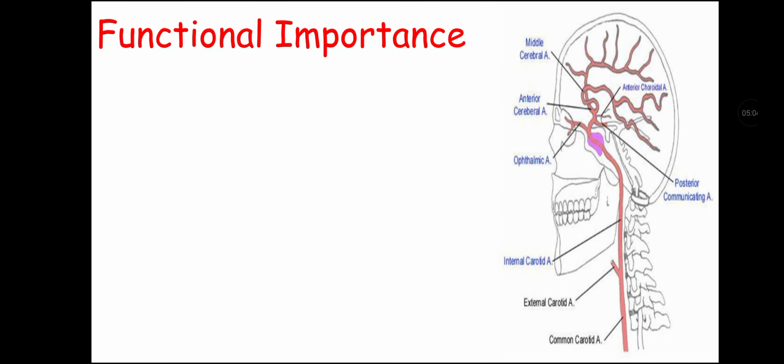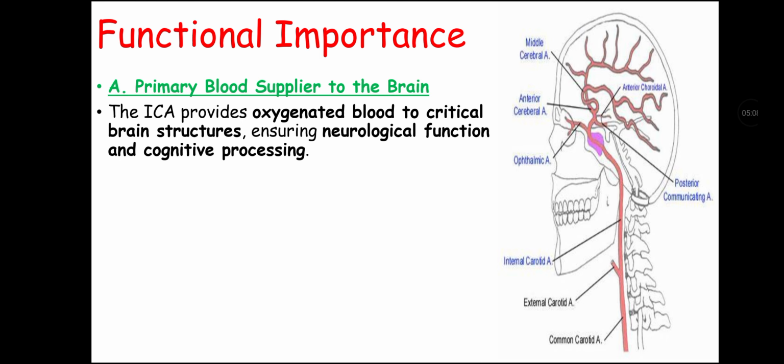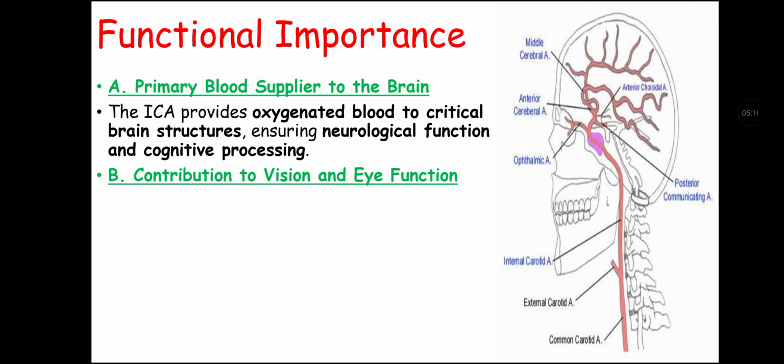Now let's talk about functional importance of internal carotid artery. It is primary blood supply to the brain, as internal carotid artery provides oxygenated blood to the critical brain structure, ensuring neurological function and cognitive processing.